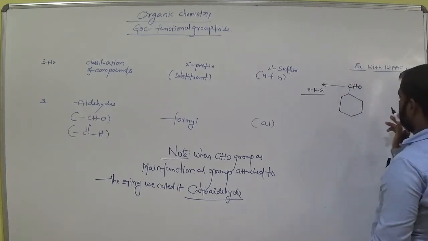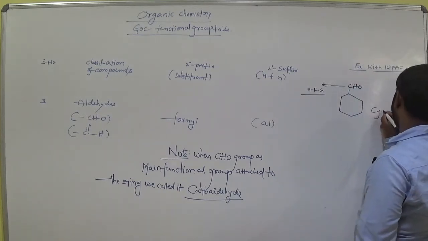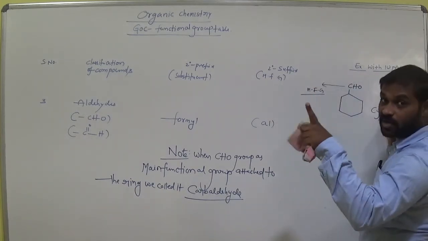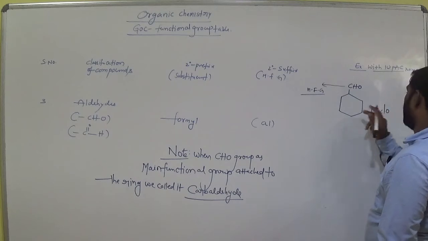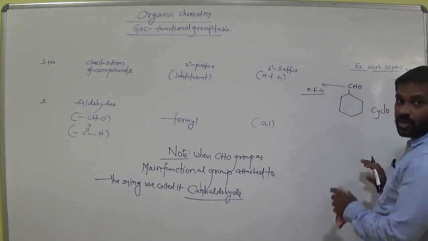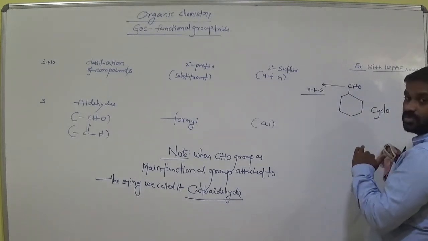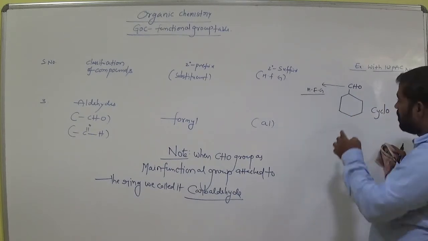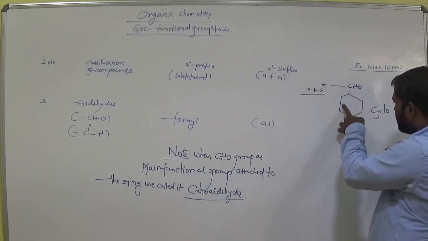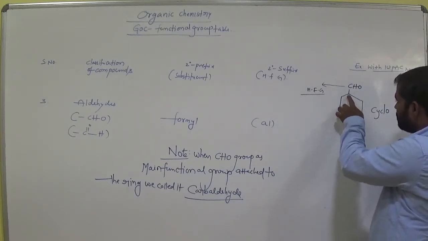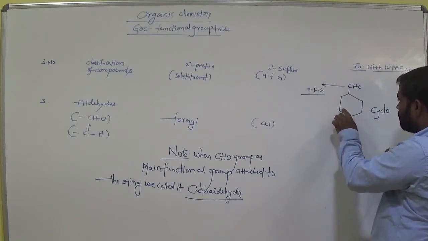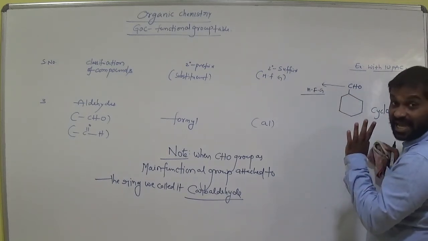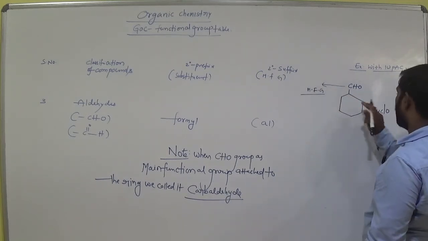Is it cyclic or not? Cyclic. If cyclic is there, what is the primary prefix? Primary prefix cyclo. Why? Because it is a cyclic structure. Then come to secondary prefix. Is there any substituent? No. Then after the root word, how many carbons are in the main chain? 1, 2, 3, 4, 5, 6. 6 means hex. Cyclo. All are single bonds.